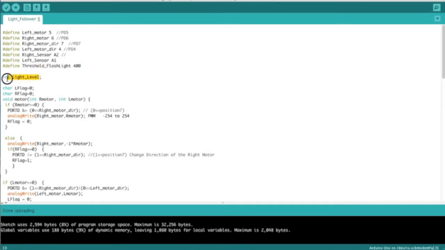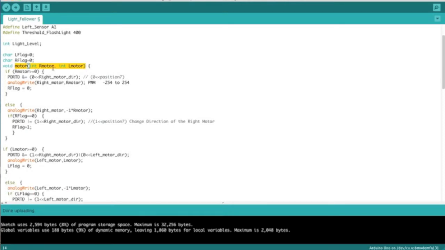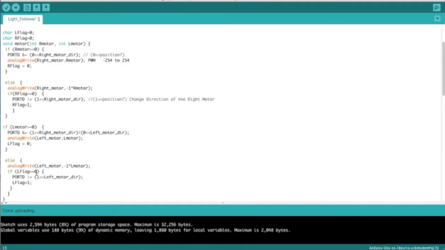These were some variables that we're going to take a look at later on, and this is the first function that is going to control the speed of the motor. You have R motor and L motor. Those values could go anywhere between minus 254 and 254. If it's positive, it goes into this set of instructions. If it's negative, it goes into this set of instructions. And the same thing for the left motor, right here and right here.